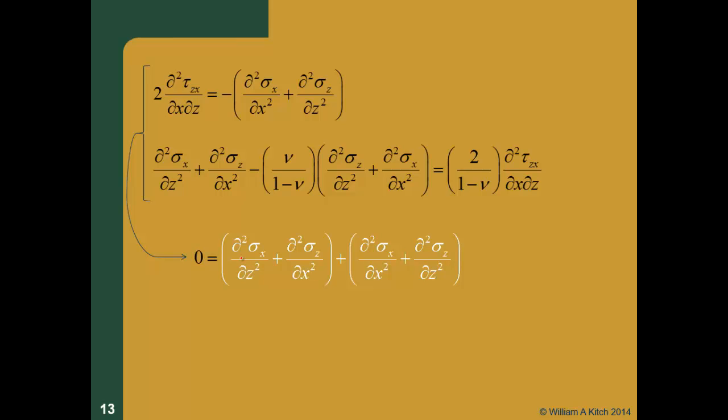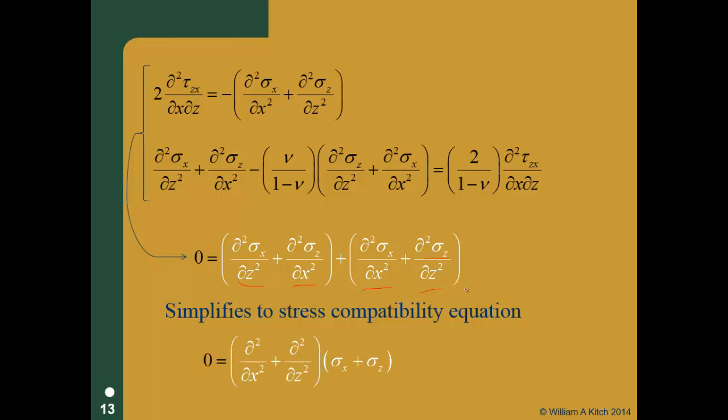That 0 is equal to the second partial of tau xz with respect to x and z, plus the second partial of tau xz with respect to z and x, plus the second partial of sigma x with respect to x, plus the second partial of sigma z with respect to z. And I can simplify that. This is really just a notational thing: the second partial with respect to x plus the second partial with respect to z of sigma x plus sigma z. Notice the taus drop out when I do that. That's what's kind of fancy about it.